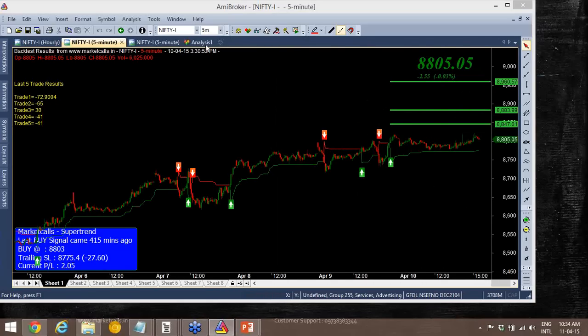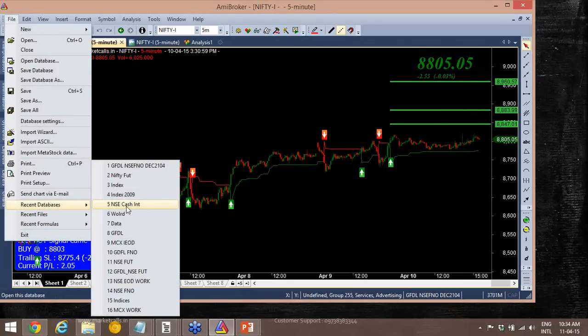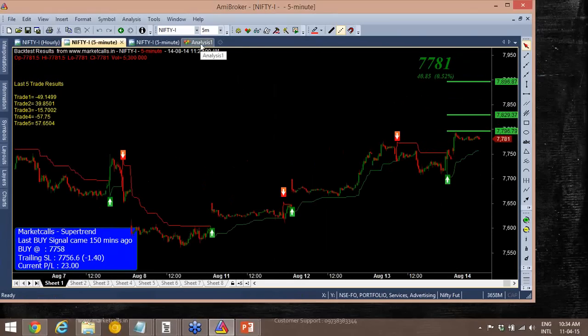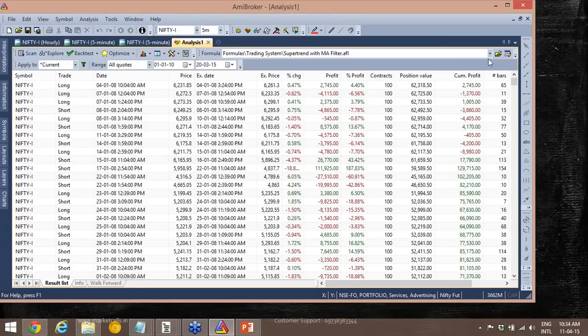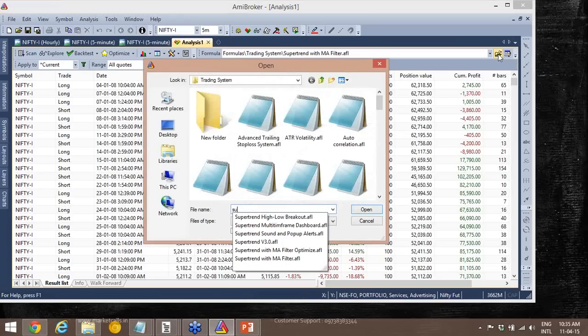So I'm just going to my database, NSE futures. I have a collection of data right from 2008 onwards, and I'm just trying to do a backtest with Supertrend version 3.0. Right.